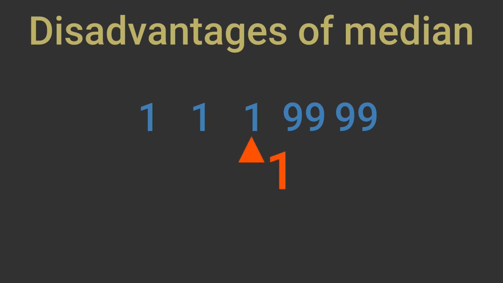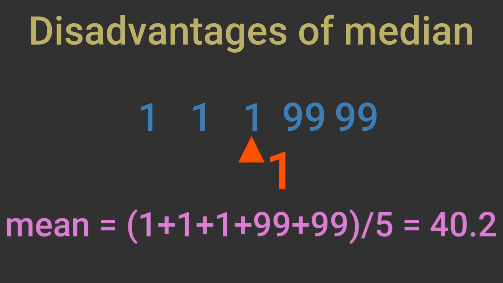One disadvantage of the median, like the mean, is that the median value might not be present in the original data set. Another disadvantage is that the median might not give a good representation of the data, for example in this case. The median is 1, but the value 1 doesn't really represent the data. The mean value of 40.2 is more representative of the data in this case.